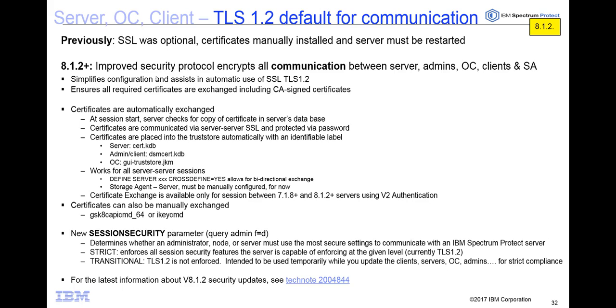Same with an administrator. When it logs on to a new Spectrum Protect 8.1.2 server for the first time, it will obtain that server's TLS 1.2 certificate and put it into a dsmcert.kdb. A new property has been added to the different entities called session security. And once that goes from transitional to strict, then you can only use that entity with the 8.1.2. So for instance, if you had a Spectrum Protect admin that's logged on to an 8.1.2 server, you will no longer be able to use that same admin name to log on from a down-level admin client.